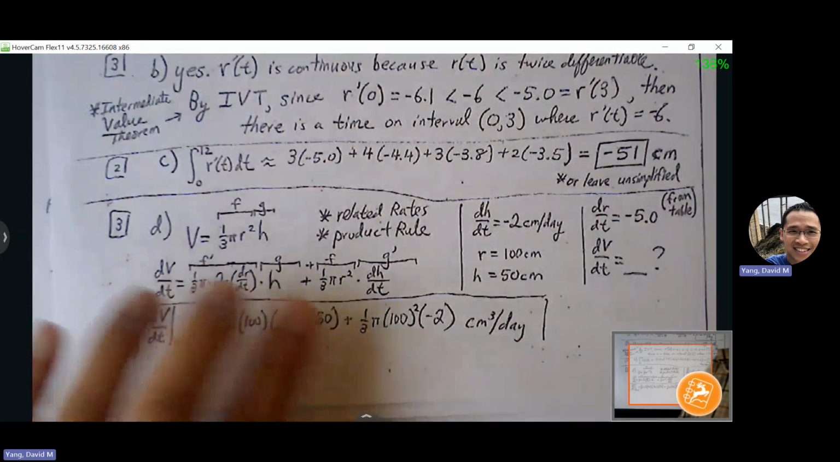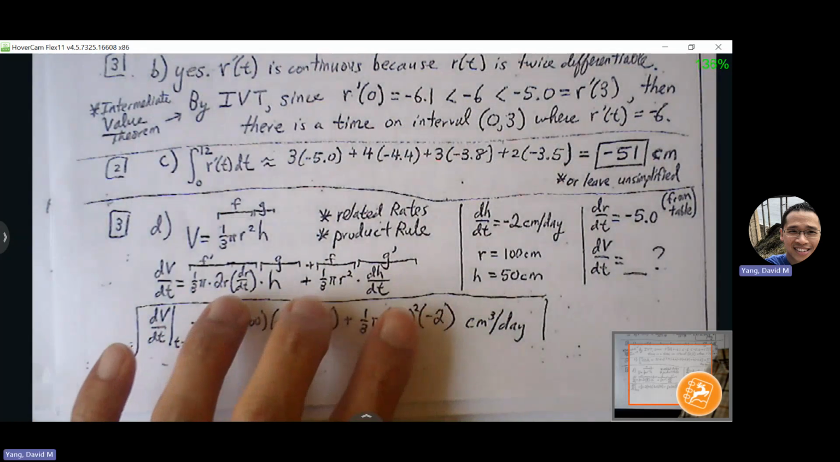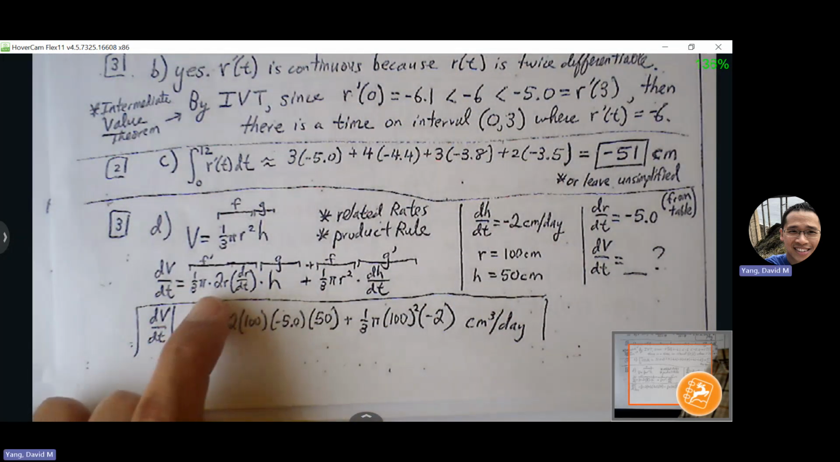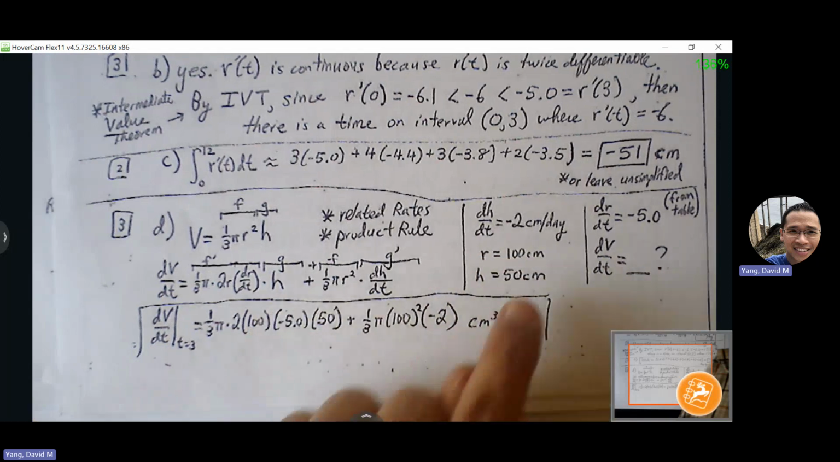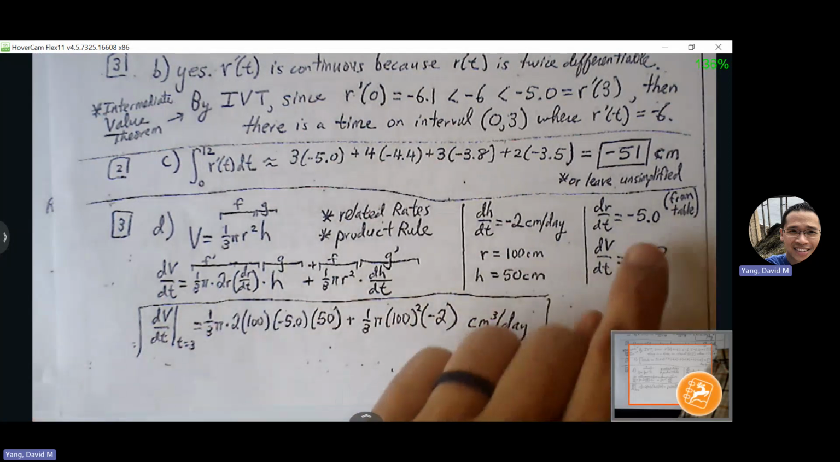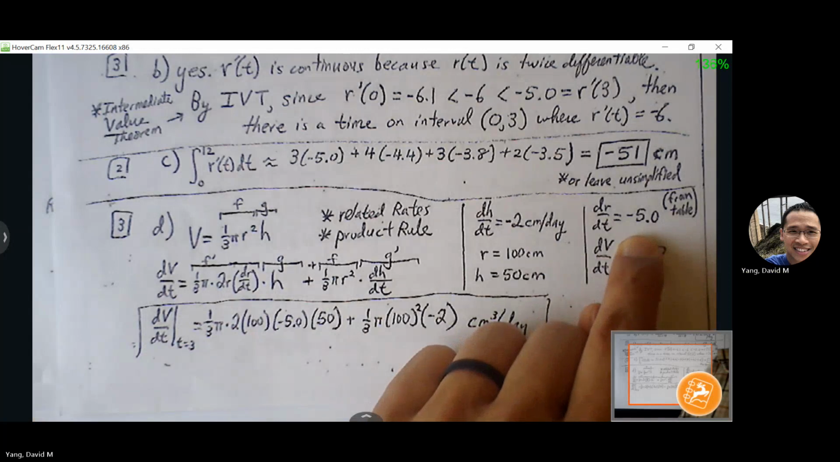Okay, so are you good with dvdt here? Okay, so we're going to find all the values to plug in. Radius is 100 centimeters, that's given in the problem. H is 50 centimeters.